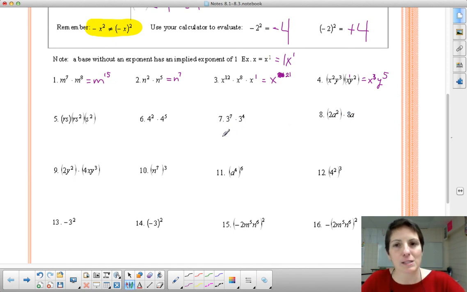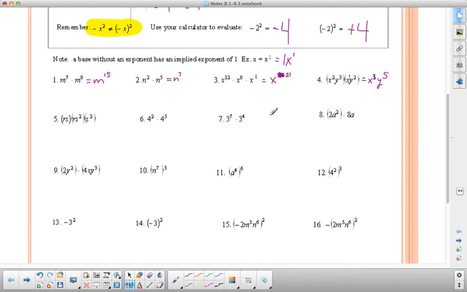I think this puts you in a spot where you could probably do numbers 5, 6, 7, and you could give 8 a try, then we'll come back and talk about it. So pause the video, give them a try.